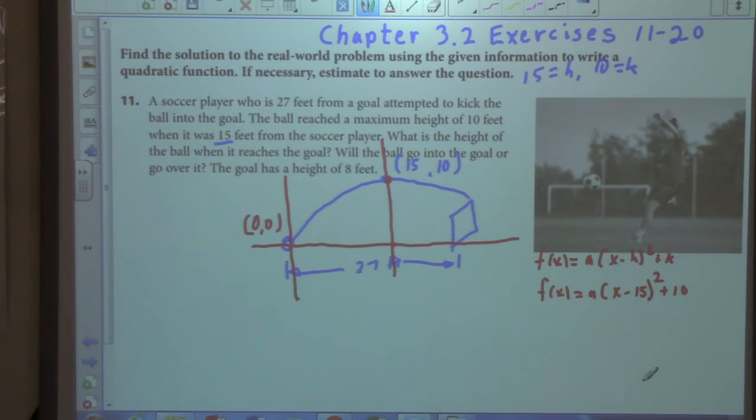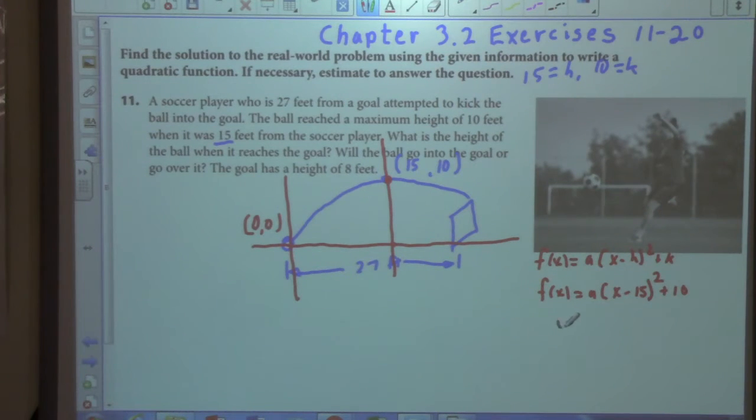Insert the other point. And the other point is 27, 8? Well, the thing about it is we know the goal height is 8 feet, but does that correspond necessarily with the flight of the ball? No, it doesn't. What is a known point? 0, 0. So 0, 0, right? Here would be our known point. And yeah, we're going to use 27, but that's going to be like our test input. Okay? So let's use 0, 0.